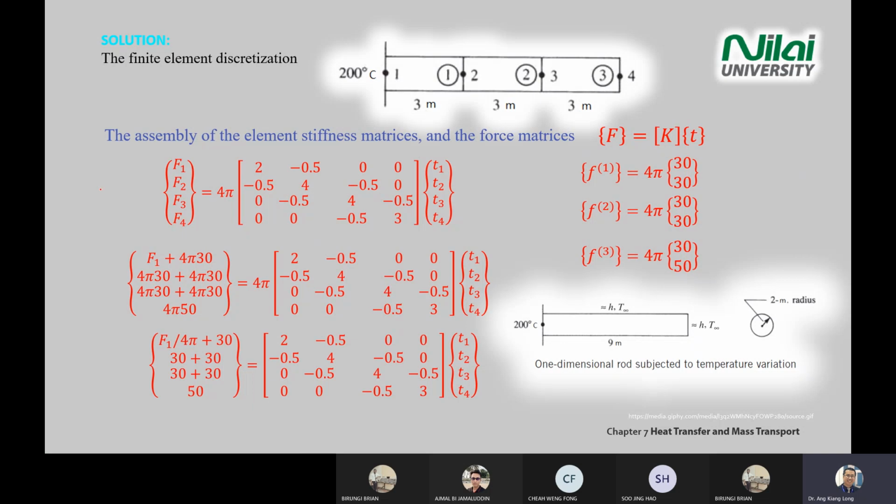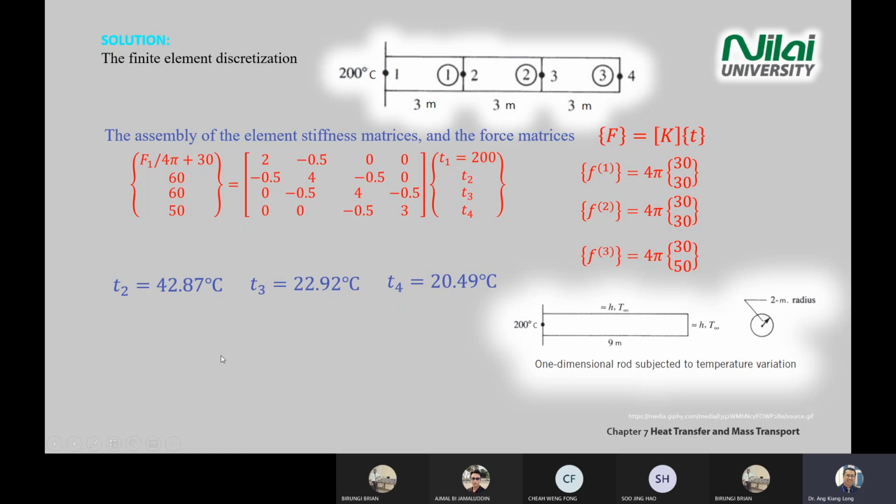So the first one, you get F1 4 pi plus 30, 30 plus 30, 30 plus 30, and 50. So I remove the 4 pi from the equation. So basically I have a new matrix here. And then I do some calculation. Okay, so basically you have 3 equations over here that are able to help you solve.